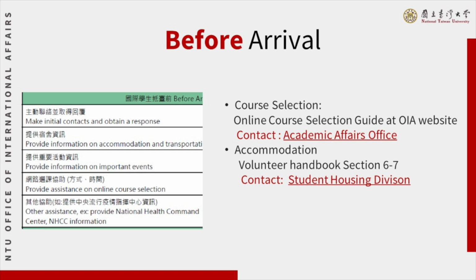Before international students arrive in Taiwan, your most important task is to provide them with information about course selection. The OIA website offers course selection guides in multiple languages. However, we strongly recommend explaining the course selection system to your student in advance to ensure a smoother process. If they encounter an issue with course selection, you can contact the Office of Academic Affairs or their department. Additionally, provide information about accommodation, including dormitory locations and transportation details. If an international student wishes to move into the dormitory early, they should contact the dormitory manager directly to confirm if it is available. For related inquiries, contact the housing division.